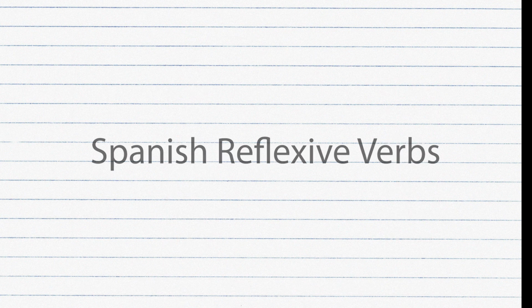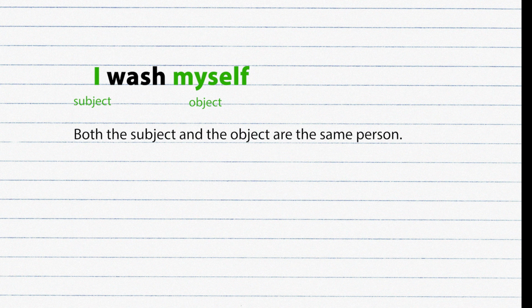Reflexive verbs. Reflexive means both the subject and the object are the same. For example, I wash myself. I is a subject, wash is a verb, and myself is the object. Both the subject and the object are the same. Reflexive pronouns in English are myself, yourself, herself, and so on.